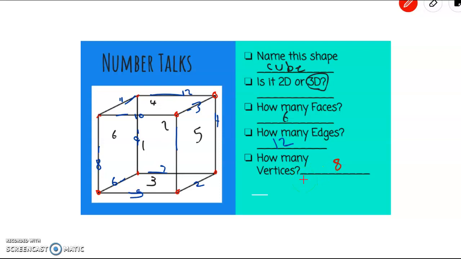I like to remember it as V8. Not sure if you're familiar with the drink. V8. It's a tomato vegetable juice. If not, it's okay. Look, I remember V8, vertices 8, from that drink sometimes. Alright guys, so if you got all of these correct, way to go.